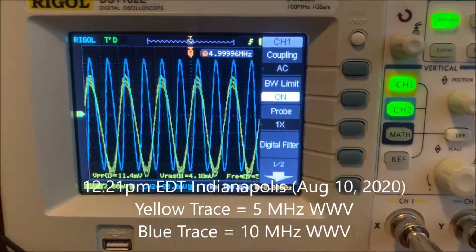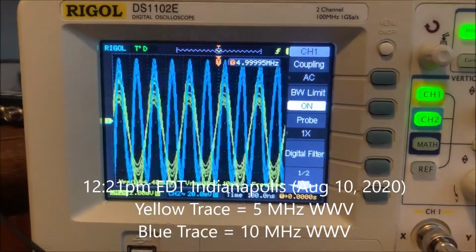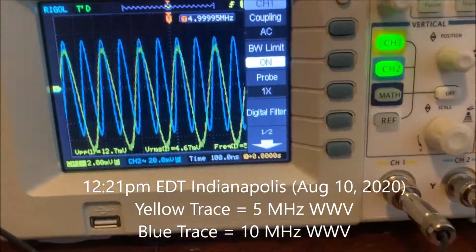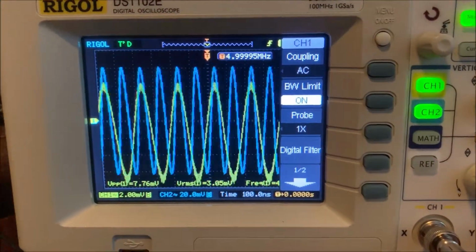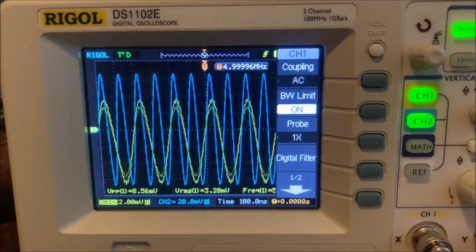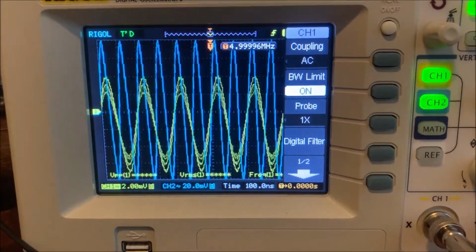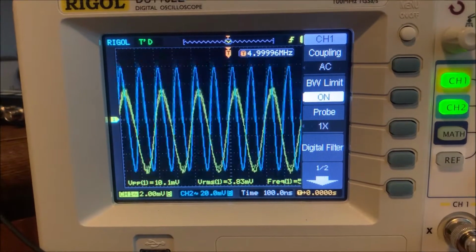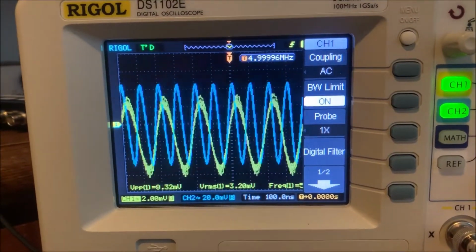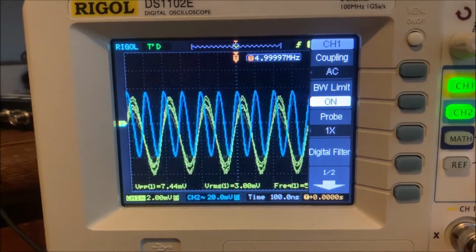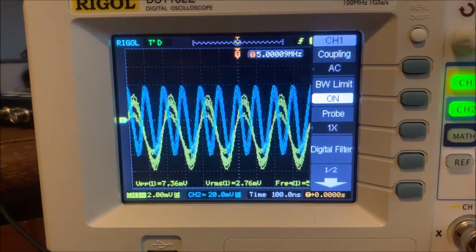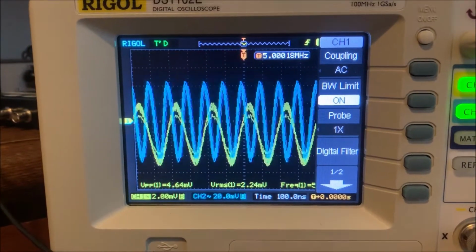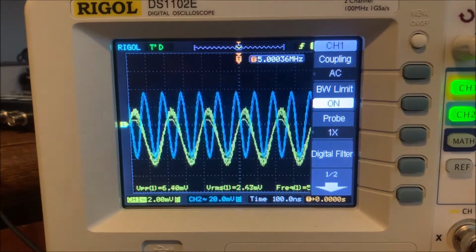Okay, we're looking at WWV. It's 12:20 in the afternoon today on August the 10th. That's Eastern Daylight Time. The 5 MHz WWV signal is the yellow trace. That's what we're triggering on, and the blue trace is the 10 MHz WWV. And you can see they really are very stationary relative to each other.